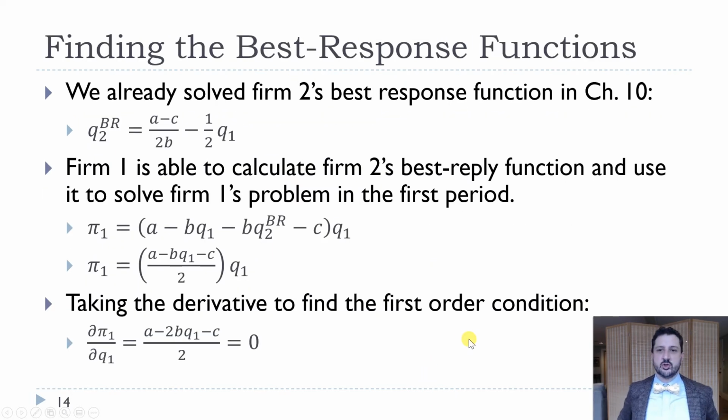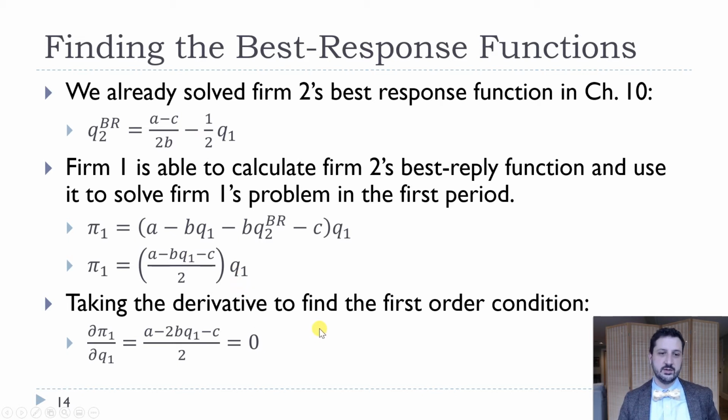So Firm 2's best response function is really just the same as it was in Chapter 10. It's going to be (A minus C) over 2B minus 1/2 Q1. Firm 1 can calculate that, so Firm 1 says, okay, that's Firm 2's best response function, or best reply function, and we're going to use that to solve our profit maximization problem. So it takes the profit function, (A minus BQ1 minus BQ2 BR minus C) times Q1, and plugs in the value for Q2 BR. And so we get (A minus BQ1 minus C over 2) times Q1.